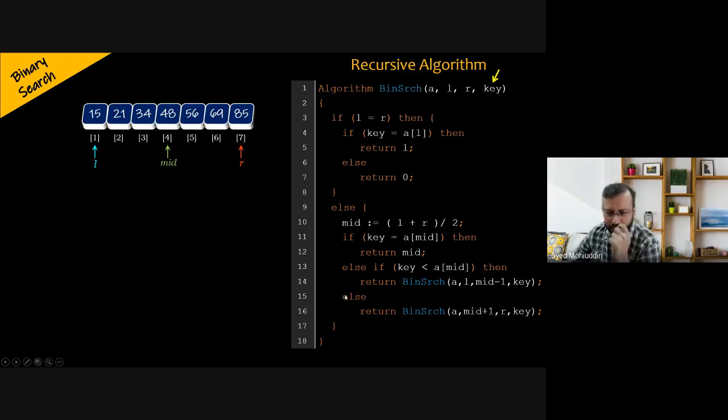Else means it's not equal, it's not less than, so obviously it should be greater than. If it is greater than, then A is the same, but instead of the left index, you remember L was equal to L plus, L equal to mid plus 1. So instead of L index, we pass mid plus 1 index, and R index remains the same and key is passed. So this is how we write the recursive binary search algorithm.